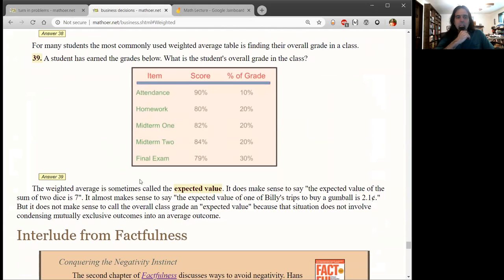The weighted average is sometimes called the expected value. Sometimes that makes sense, like the expected value of the sum of two dice. But it doesn't really make sense to call the grade thing an expected value. It's not expected. That's what somebody really did earn if they got these numbers. So the two phrases fit different situations better, but they are exactly the same thing, weighted average and expected value.